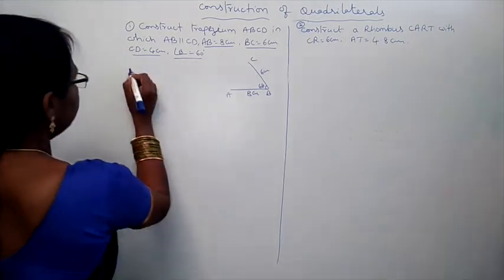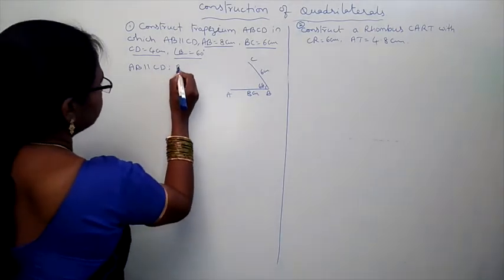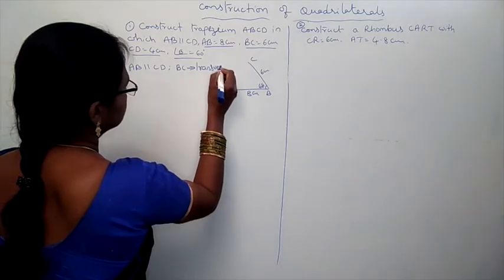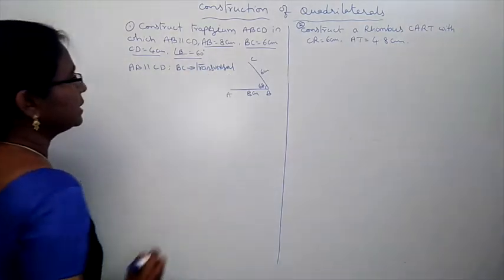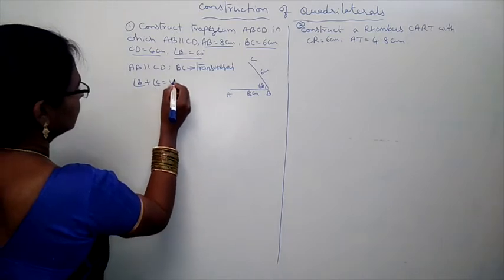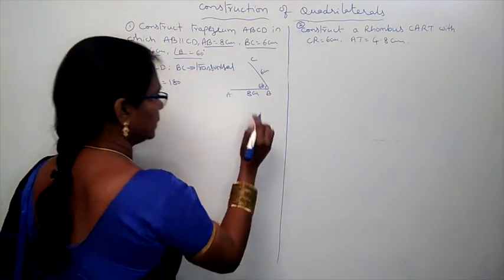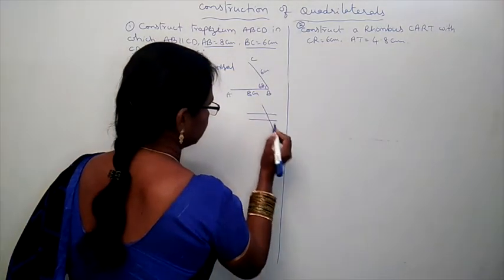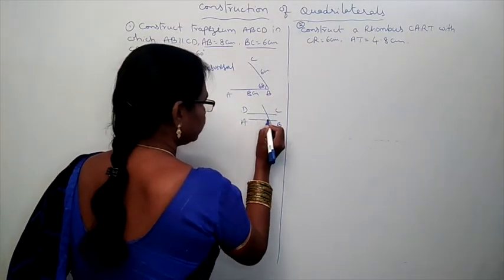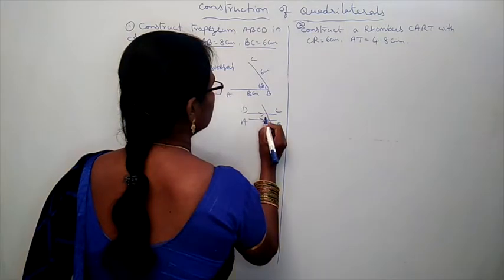See here, AB parallel to CD. What is given? AB parallel to CD. Then BC becomes a transversal. Now angle B plus angle C is equal to 180, because we suppose 2 parallel lines and 1 transversal. This is AB, CD. Now here AB parallel to CD. Angle B is equal to 60 given.